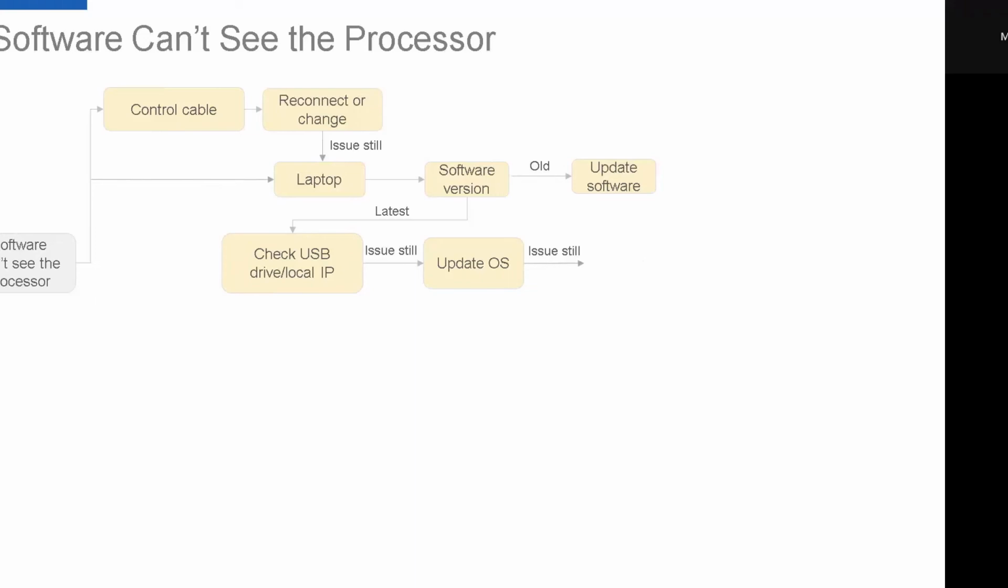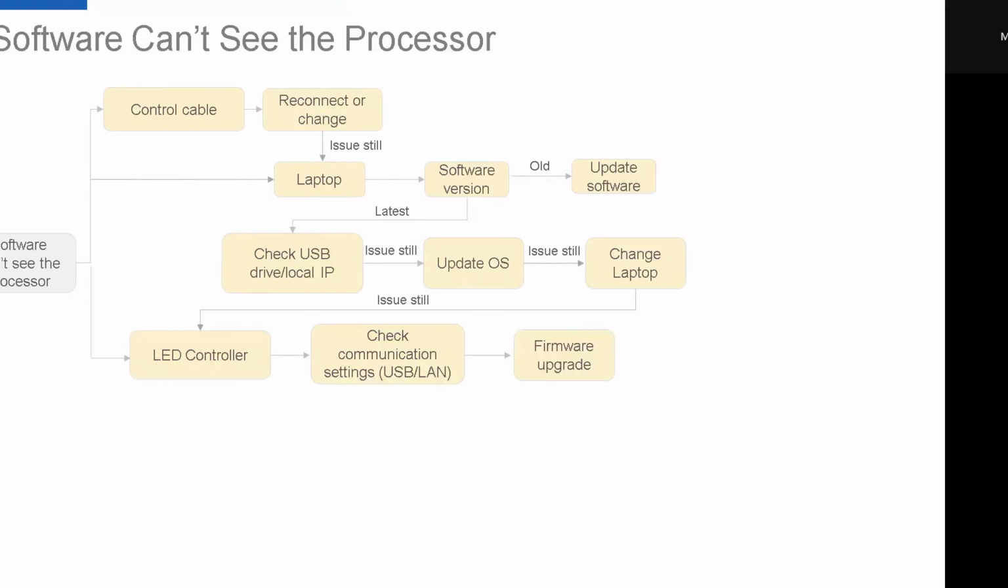If the software is already in the latest, go check the USB driver and local IP settings. After that, update the operation system. Make sure the operation system is in the latest. If the issue is still, go change the laptop. Next, it's LED controller. Check the communication settings, USB first or LAN first. Do the firmware update, make sure the firmware is the latest one. If the issue is still, go change the controller. There is some hardware issue with the controller control ports.